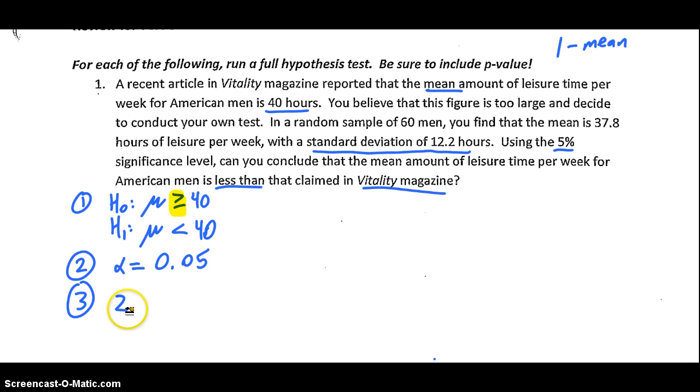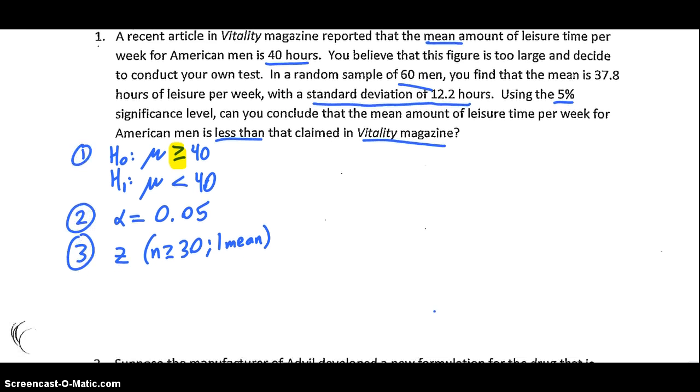Step 3. This is obviously a z-test because our sample is 30 or more. It's 60, right? And this is a 1 mean test. And again, the only reason I write that is so that I know it's a 1 mean for when I calculate the z-score. So step 4, I need to look right here and ask myself, is this a left-tailed, right-tailed, or two-tailed? Since it's less than, that means it's left-tailed.